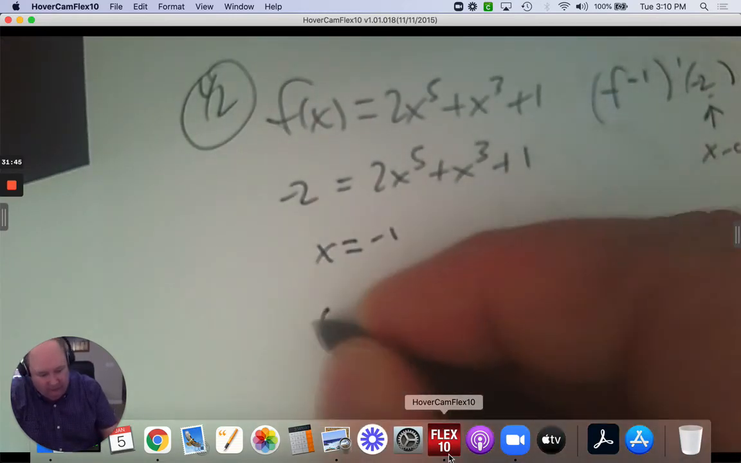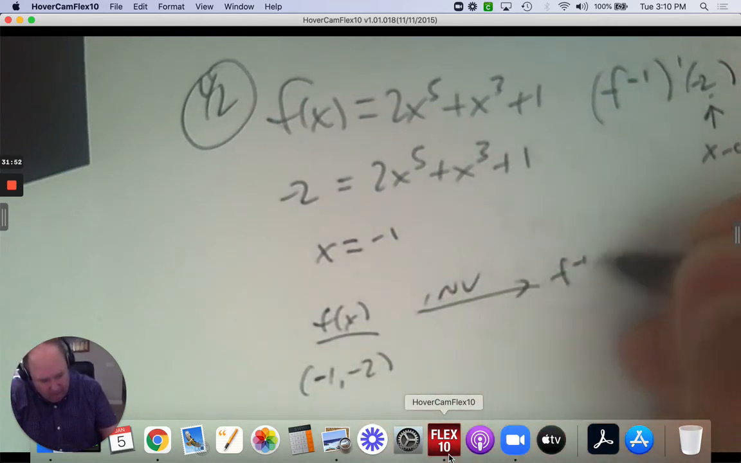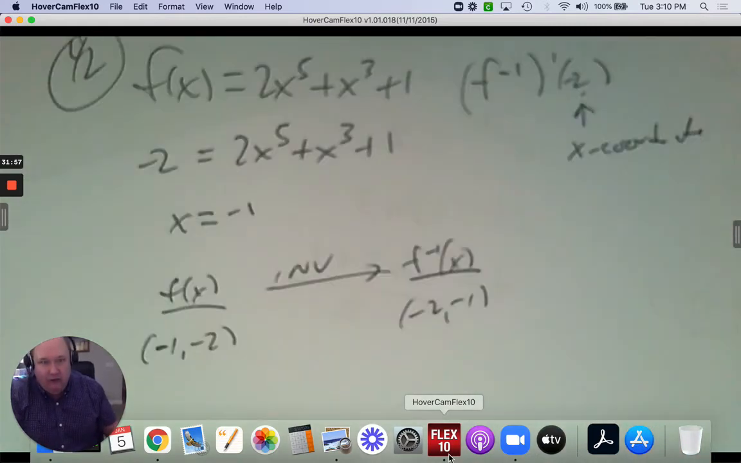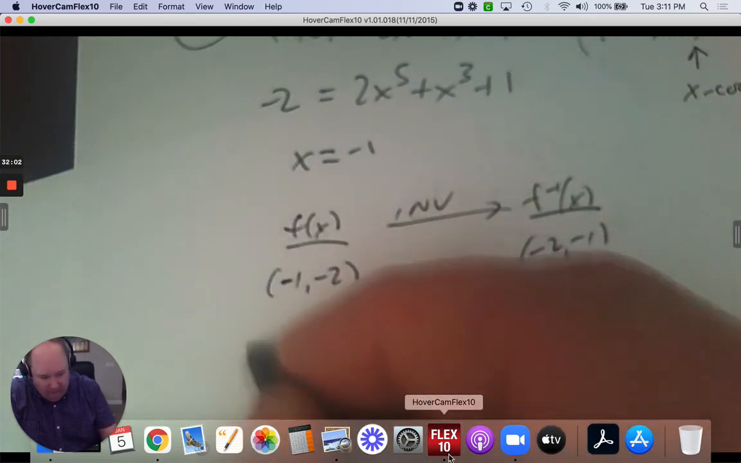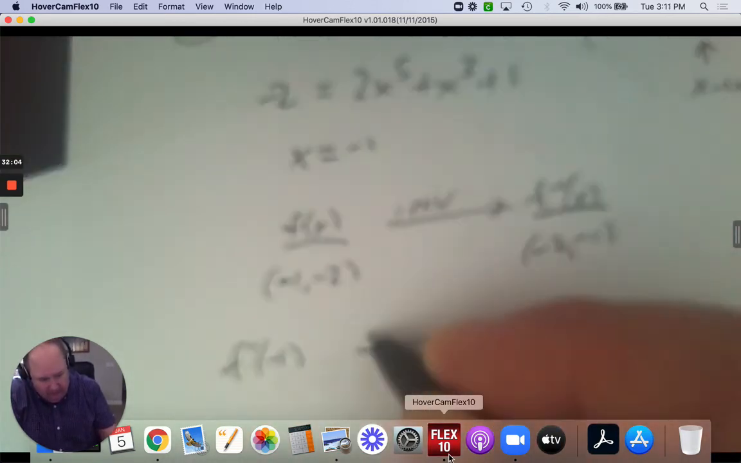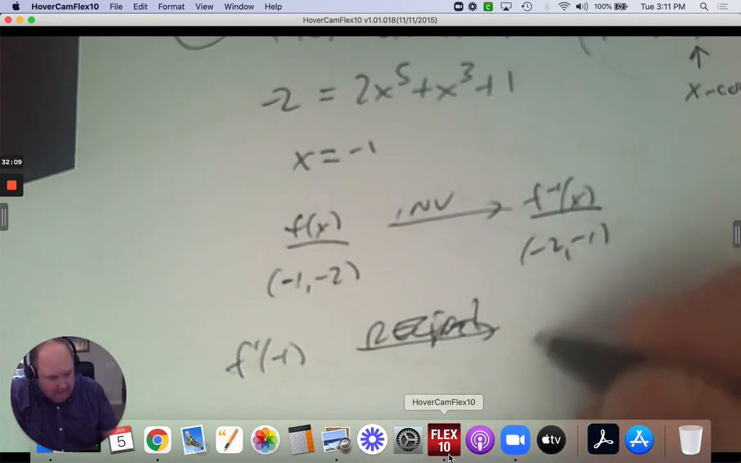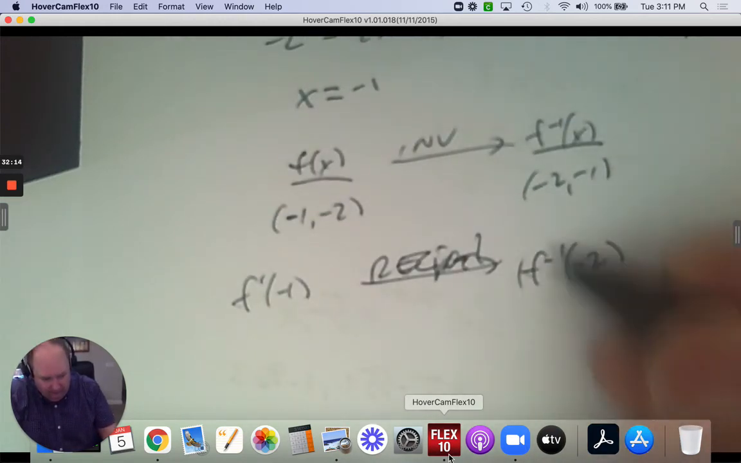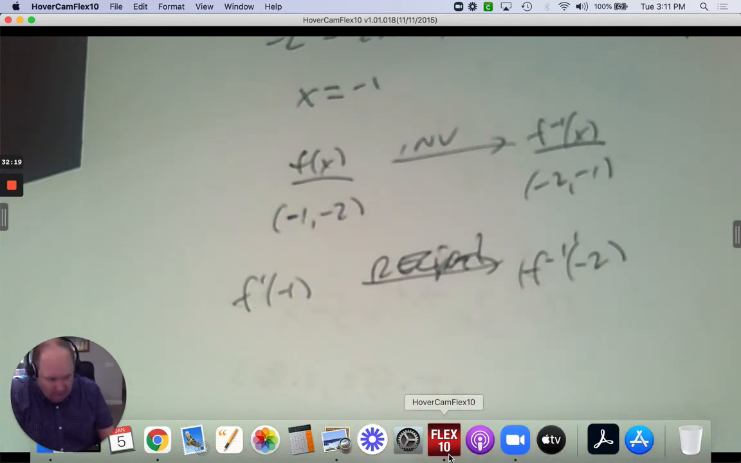So let me just try to understand this for you. F at x, the point is negative 1 and negative 2. For the inverse, you inverse it. So it's negative 2, negative 1. I want to find the derivative here. So if I find the derivative at negative 1, I just do the reciprocal to find this. So that's my goal, right? To find this. So if I find it at negative 1, then I just do the reciprocal, right? To be able to find it.